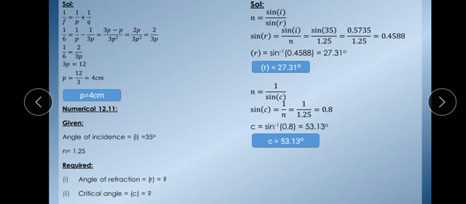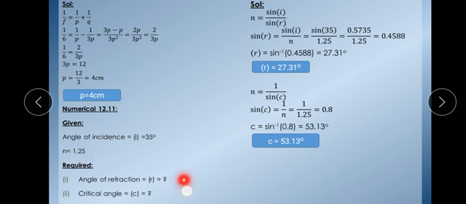So it's the statement of 12.11: A ray of light from air is incident on a liquid surface at an angle of incidence 35. Calculate the angle of refraction if the refractive index of the liquid is 1.25. Also calculate the critical angle for the liquid-air interface. So in this case, i is 35, n is equal to 1.25, and required is the angle of refraction and the critical angle.